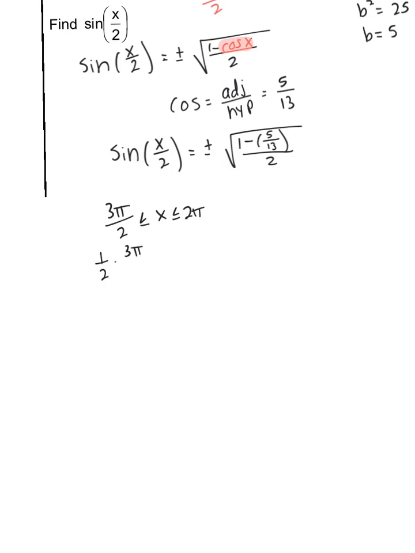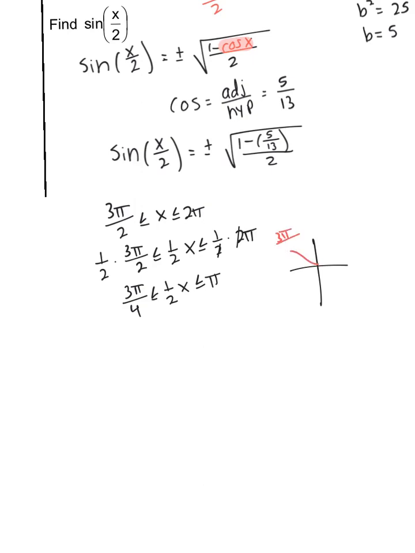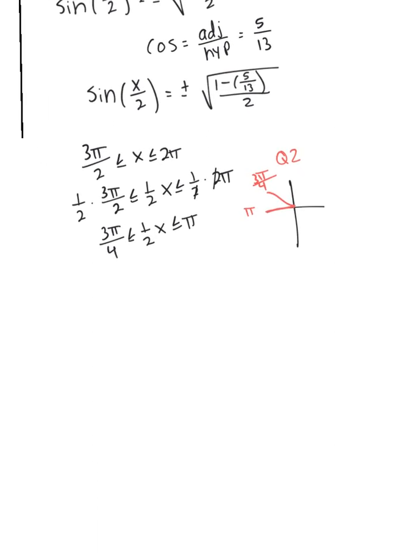So I'm going to multiply these by 1/2. So this gives me 3 pi over 4. The 2's cancel and you're just left with pi. So if you were looking at this on a coordinate plane, 3 pi over 4 is about here, and then pi is here. So you're sitting somewhere in quadrant 2. In quadrant 2, the trig function that you're trying to find is sine. In quadrant 2, your sine values are positive, so you're going to take that positive sign in front of your formula.